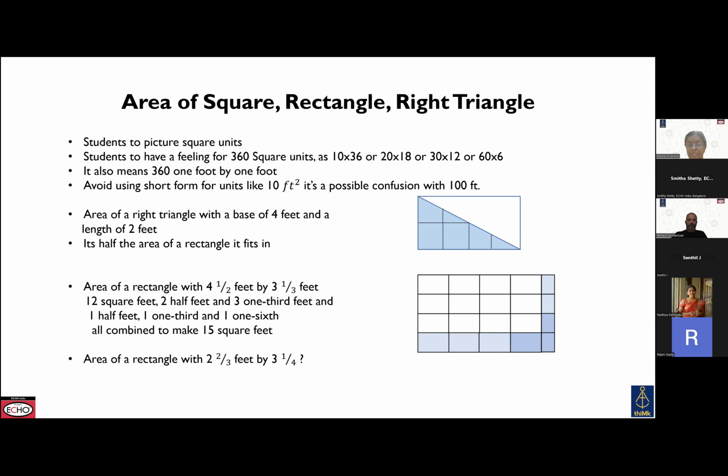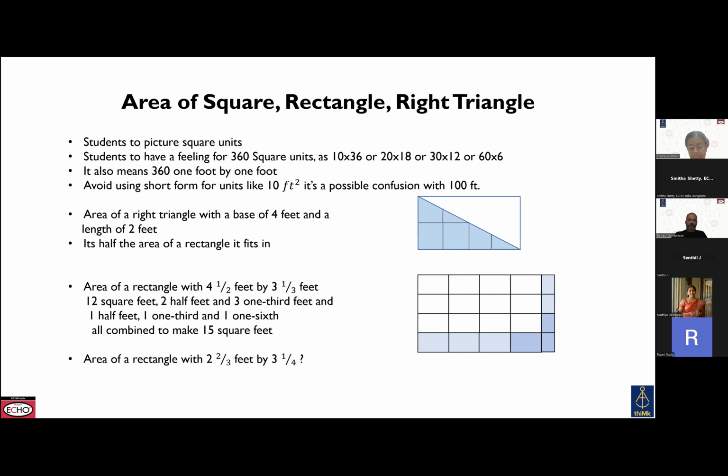So instead of writing, you write 10 and then SQ dot feet. That's much better. 10 square feet. And area of a right triangle, we start with a rectangle and then move to it. A rectangle can be seen as two right triangles which are congruent to each other. And in that, it's just half the area of the rectangle.